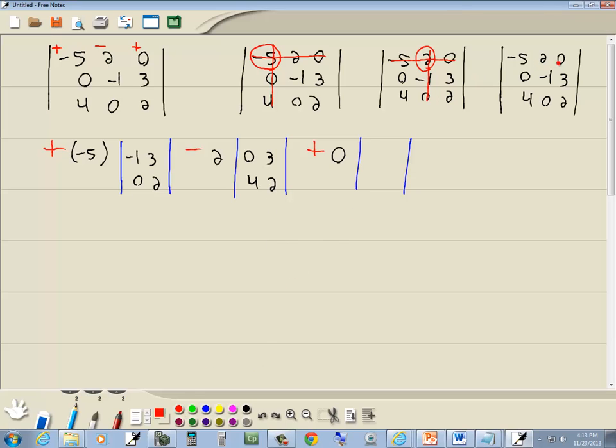And I go to my last number, the 0. Even though 0 times anything is 0, I'll still show you the pattern. I cross out the row and column it's in. And what isn't crossed out is what goes right here. So we've got 0, -1, 4, 0.